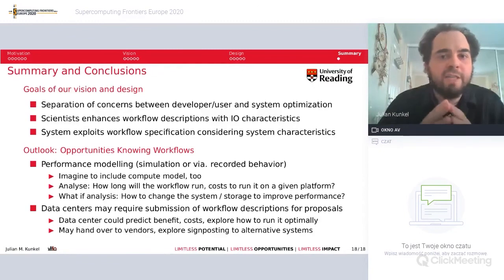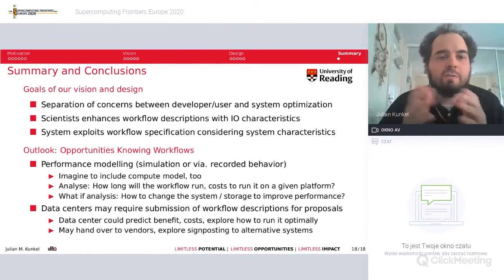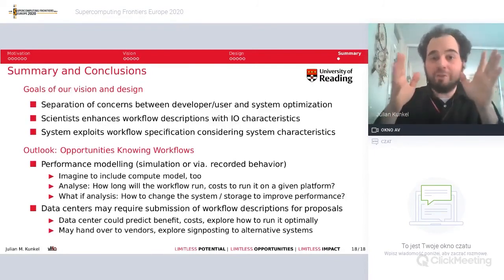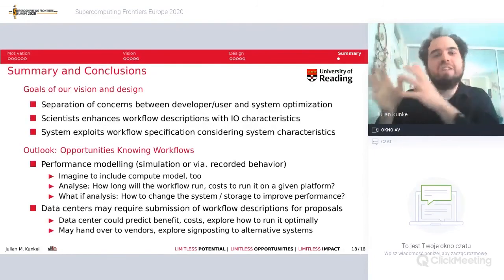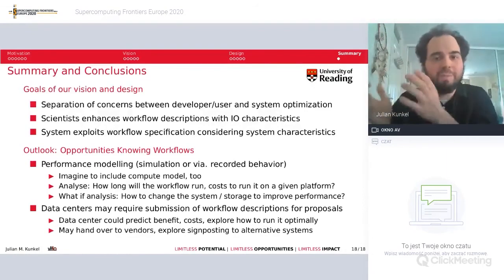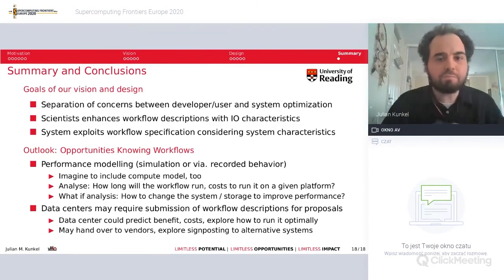So let's really recap. The goal of the vision and design is the separation of concerns between the developers, the users, and the system optimization. The scientists should enhance the workflow description with I/O characteristics. They should provide this generally high-level idea of a workflow that ultimately inputs nothing or a very tiny data set and generates at the end scientific output. That is for me the ultimate workflow. The Silk part is a subset of it.